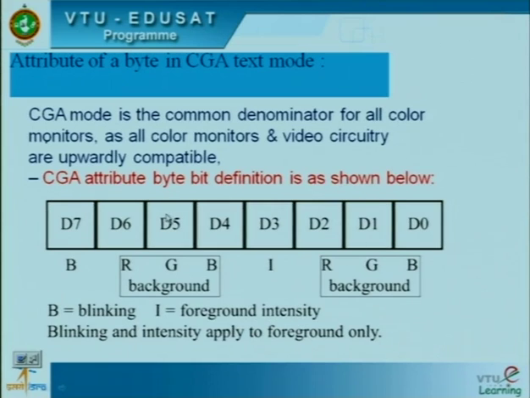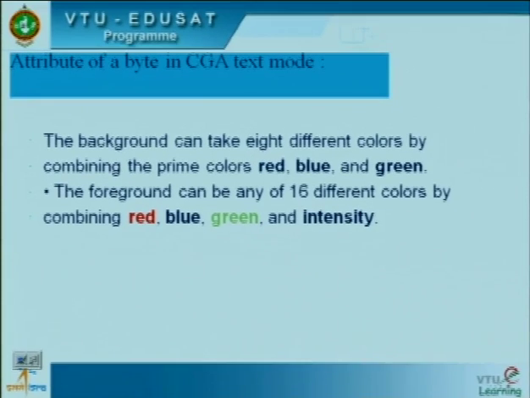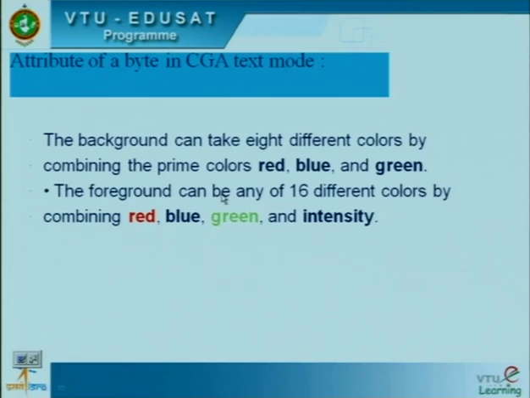So this is how basically the CGA attribute byte looks like. Every bit has got something to specify about the foreground and the background. Now the background can take up to 8 different colors by combining the prime colors, your red, blue, green, RGB. The foreground can be any of 16 different colors by combining red, blue, green and intensity.